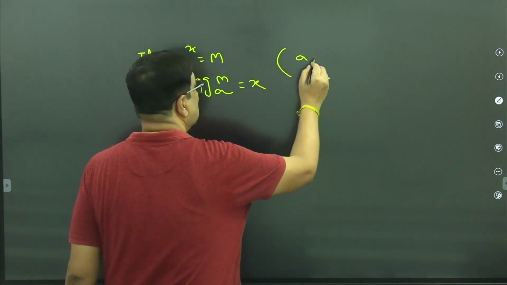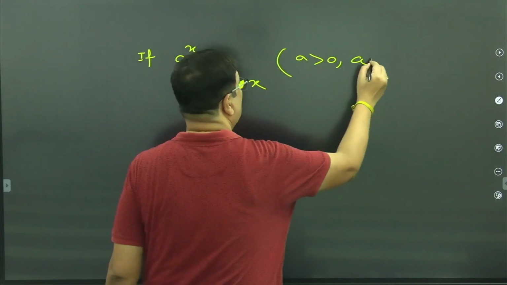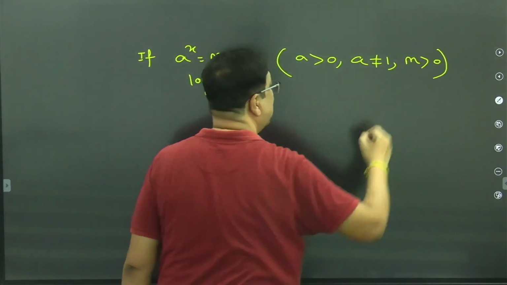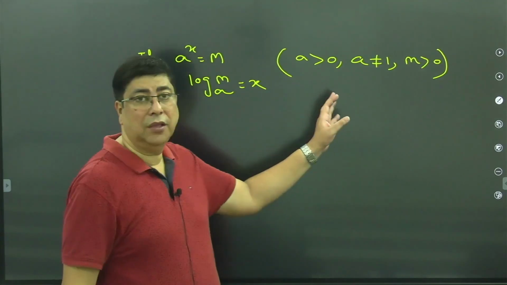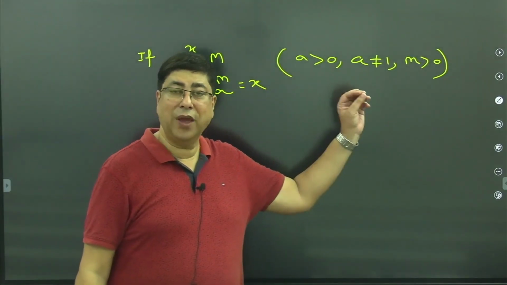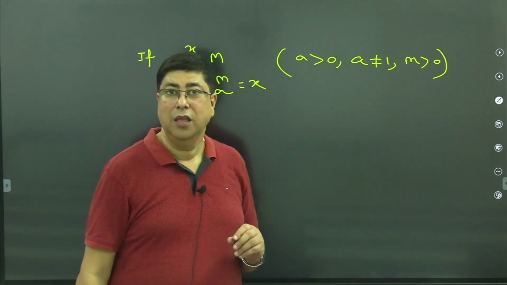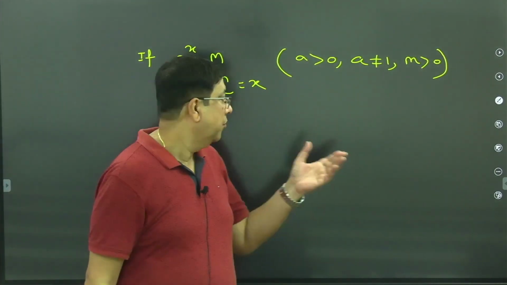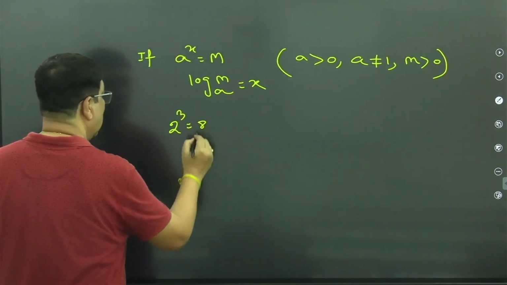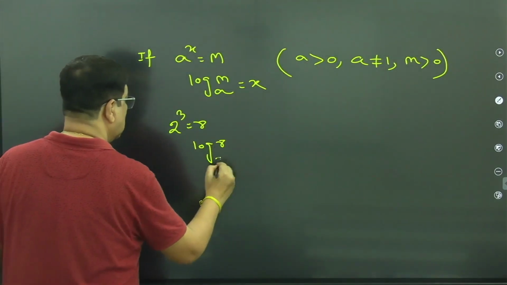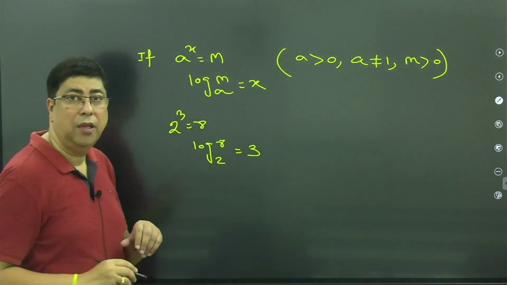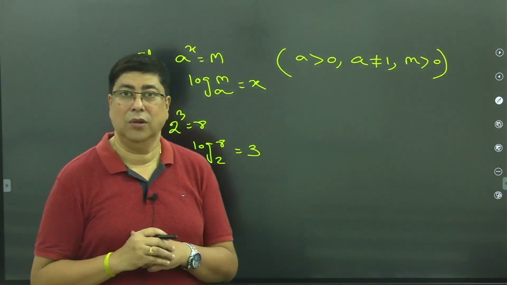Under this definition, a should be greater than 0, a not equal to 1, and m should be greater than 0. Nothing can be done. We cannot do anything because this is the system of log. This is defined like this. You cannot change the definition. For example, 2 to the power 3 equals 8, then log 8 base 2 equals 3. That means the answer of the log is the power. Power is the answer of the logarithm.